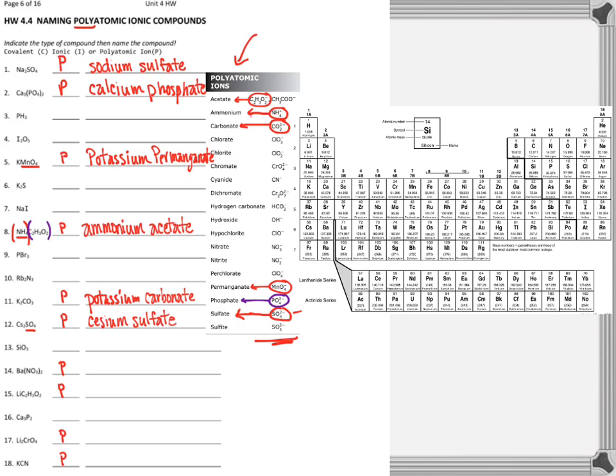Okay, number 14. Again, there's my polyatomic ion. It's NO3. I identify it. It's nitrate. Again, I'm going to list my metal first, which is barium, and nitrate.